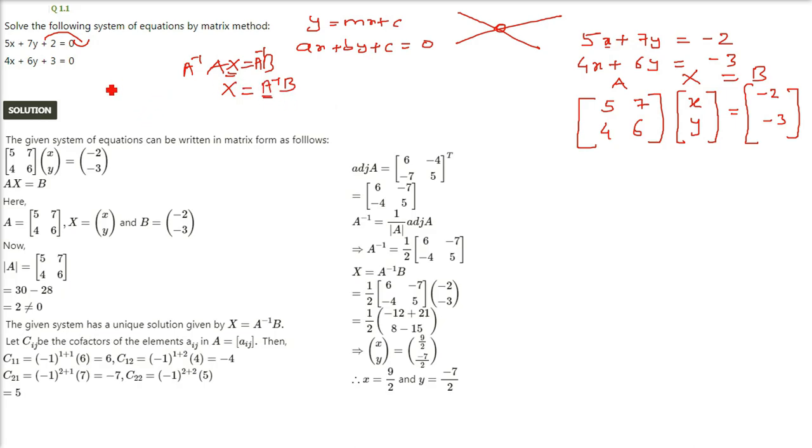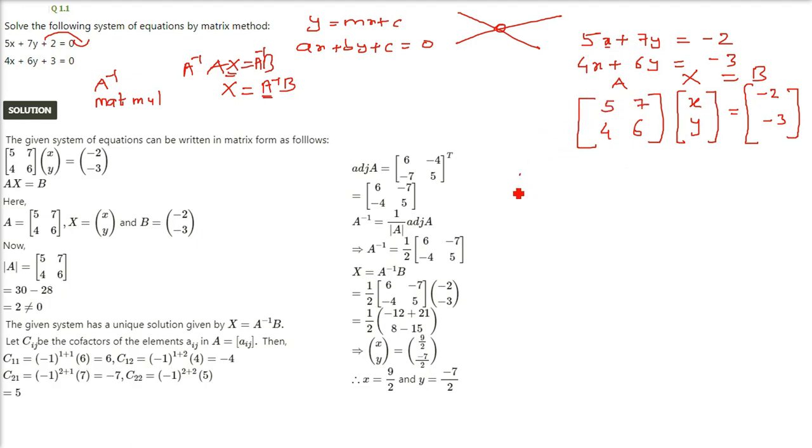So there are various things you need to know. You need to know how to find out the A inverse. You need to know how to find out the matrix multiplication, the transpose, the cofactor. All these are the basics you need to know before even going to solve the system of equation by matrix methods. So we'll multiply this, we'll equate this, and we'll try to find out the solution.